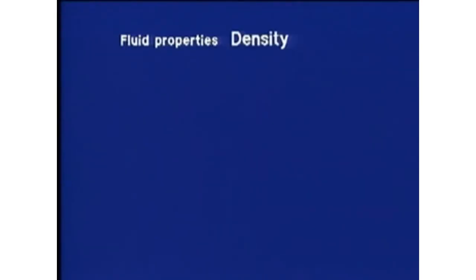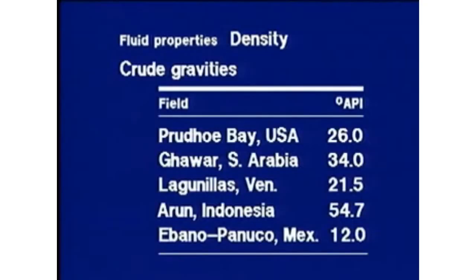Gas and oil densities are normally expressed as specific gravities or API gravity. Some examples of crude oil API gravities are shown here. Note that the range of values is quite wide, from heavy crudes with values close to that of water to light crudes with gravities in the 50s.